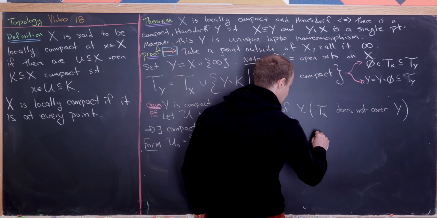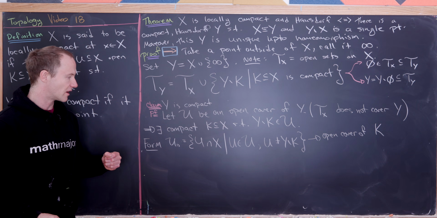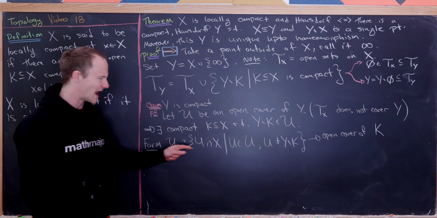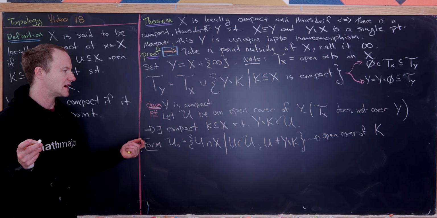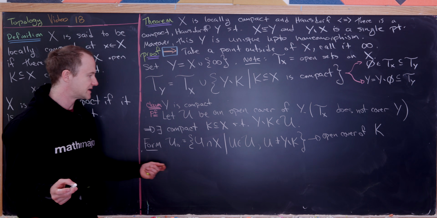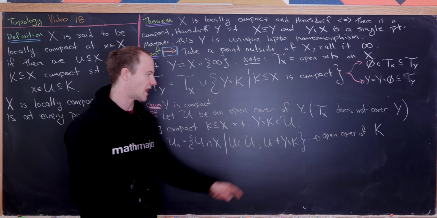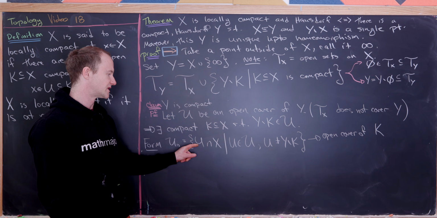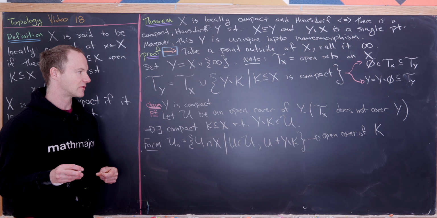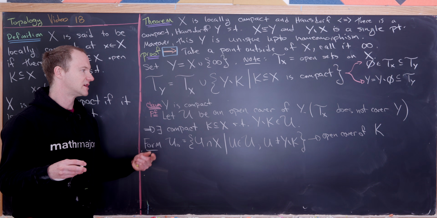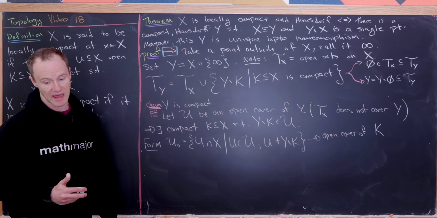So notice that this is an open cover of K. How do we know it's an open cover of K? Let's notice that by the rules of the construction here, the only thing that it's really allowed to miss is the complement of K in X. And that's because U is not Y minus K, and then we're doing this U intersected with X. So again, the only thing that this is allowed to miss, if you will, is the complement of K in X. But that means it's an open cover of K.